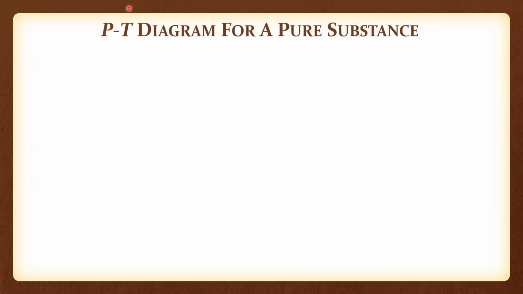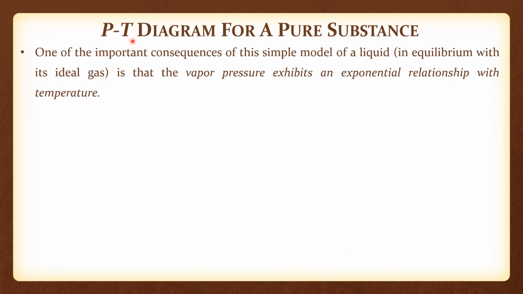So we can, in principle, construct a PT diagram for a pure substance based on the expression that we derived, relating the pressure of a vaporized phase with temperature. One of the important consequences of this simple model of liquid, which is in equilibrium with its ideal gas (of course, the gas is considered an ideal gas), is that the vapor pressure exhibits an exponential relationship with temperature.